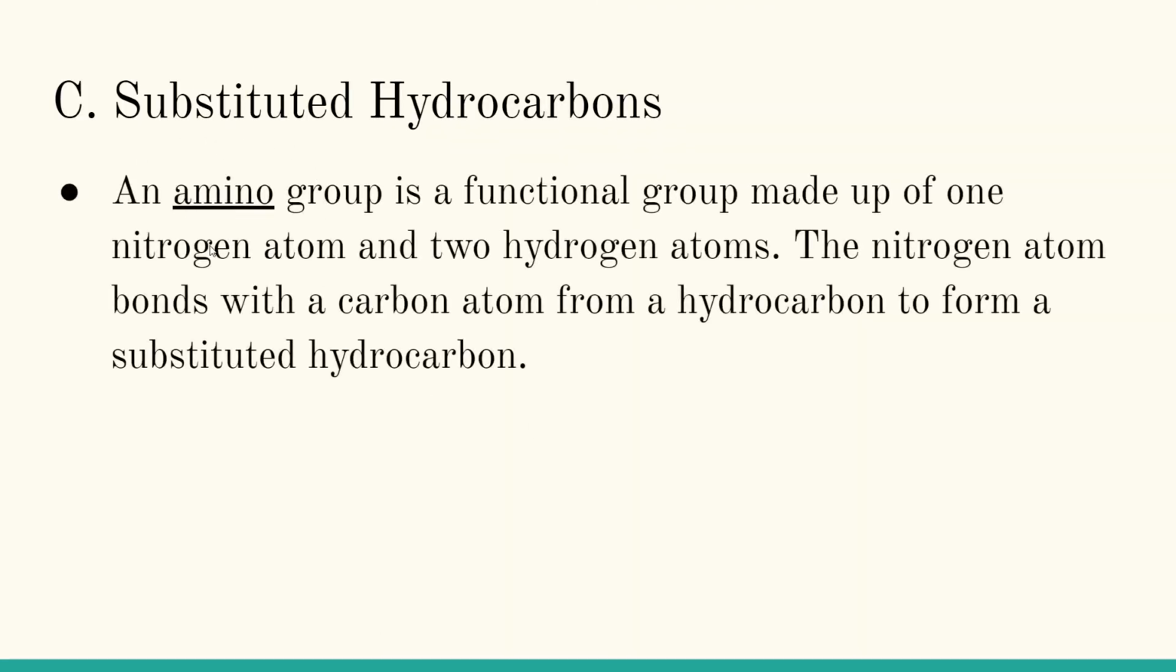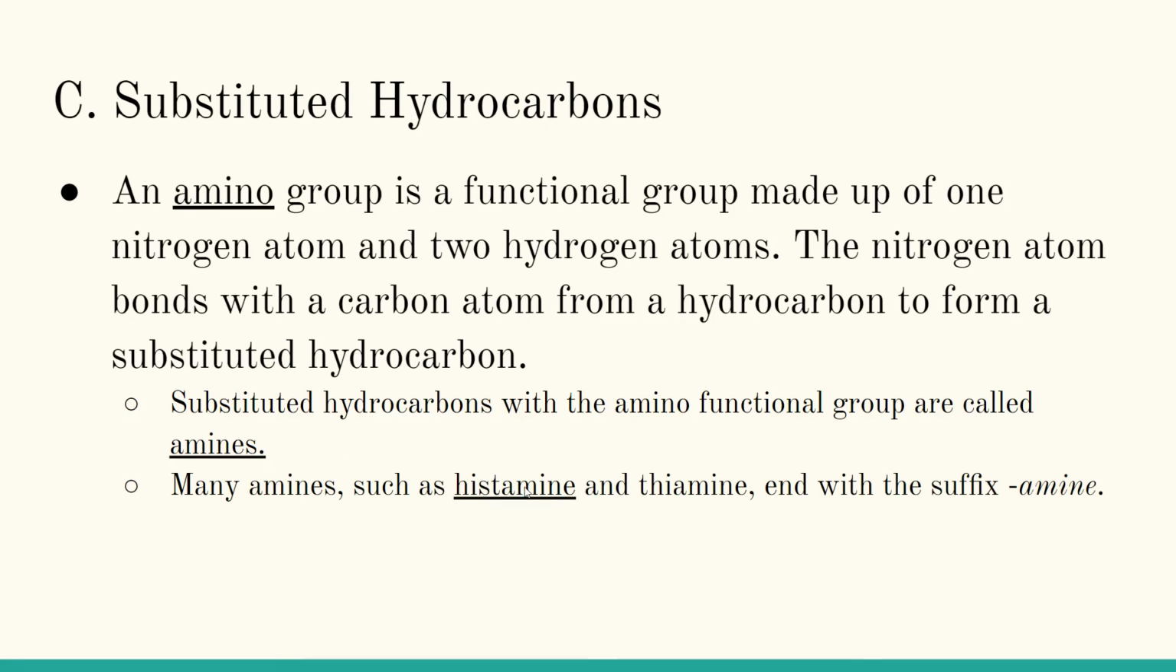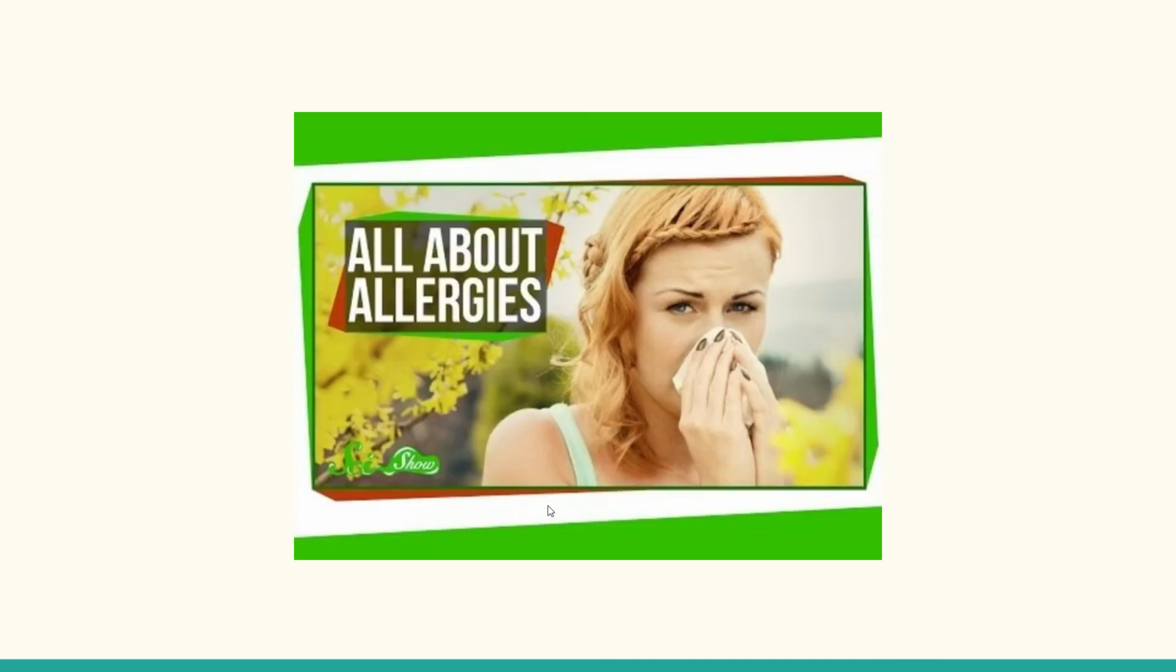Lastly is the amino group. This is when we switch out a hydrogen with a nitrogen attached to two hydrogen atoms. These things are called amines. Okay, amino groups make amines. So all we're doing is replacing one of the hydrogens with a nitrogen and two more hydrogens. You guys might have heard of histamine, maybe in anti-allergy medications like antihistamines. Antihistamines block this compound, which is a histamine, from doing what it wants to do.